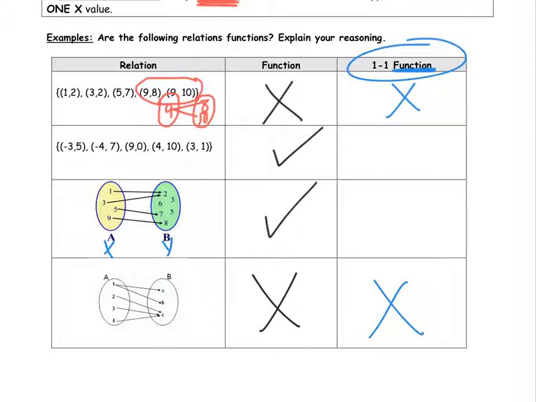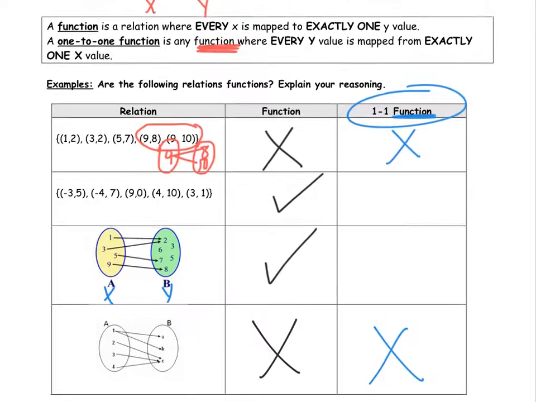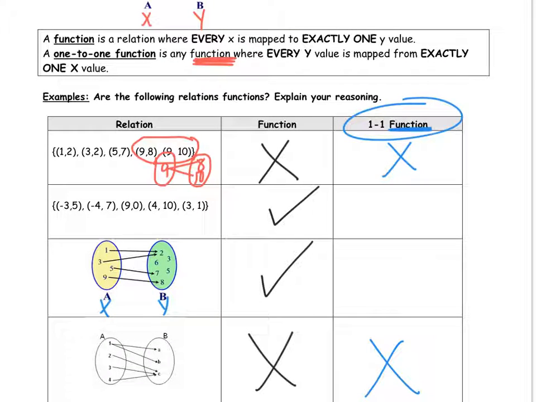Okay, so let's look now at these two possibilities that could potentially be one-to-one functions. So we said a one-to-one function, if you want to read the definition one more time, is basically saying every y comes from one x value. So you see how this y value of 2 over here came from a 1 and a 3?